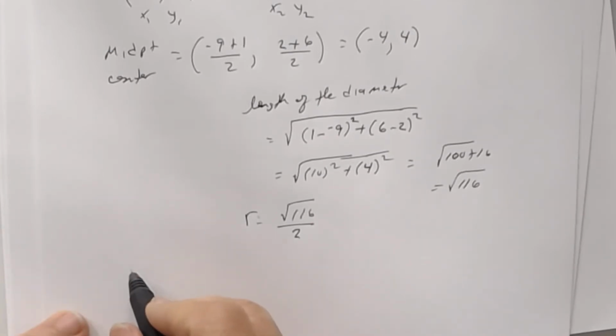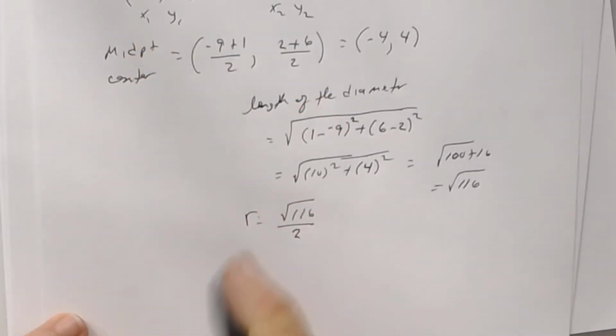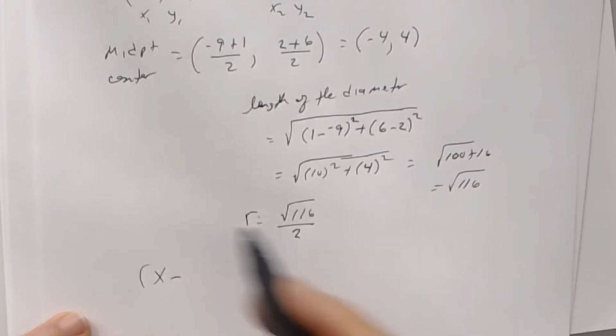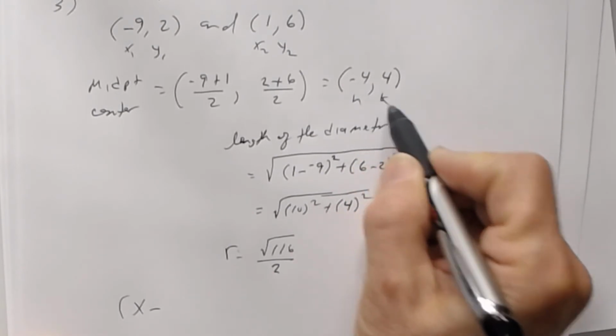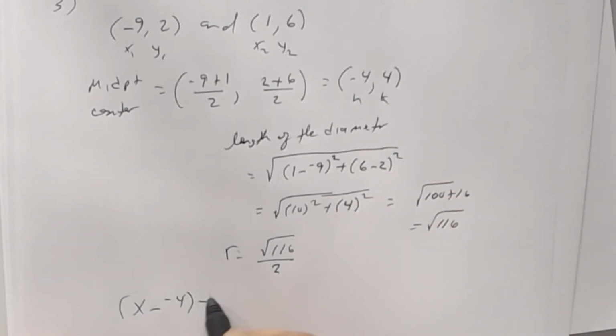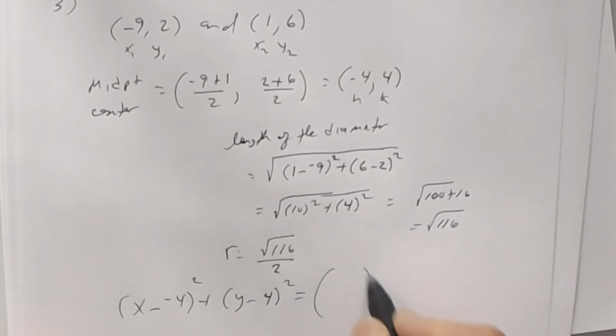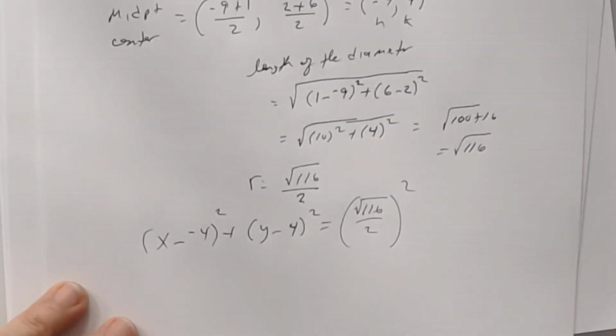So then I can plug into my formula. X minus h, what's h here? -4. So there's your h, there's your k. -4 squared plus y minus k. What's k? 4 squared equal the radius squared. What's the radius? Square root of 116 divided by 2. All right, so that's where I'm at.